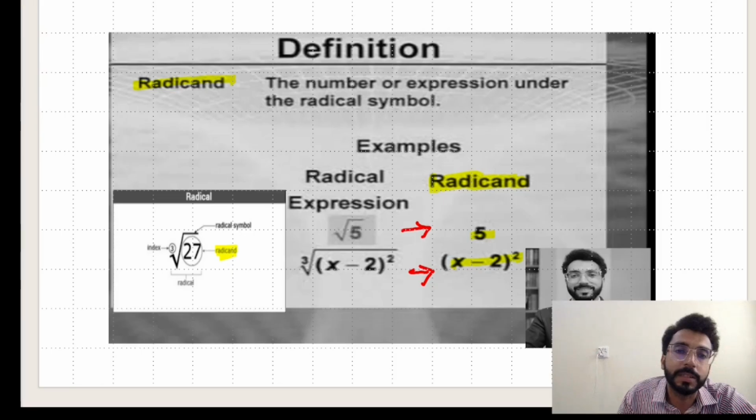Let's look at the example given here. Cube root of 27. Here the number 3 is called the index. This is our radical symbol and 27 is our radicand, because the radicand is a number or expression written inside a radical symbol. Let's move to the next slide.